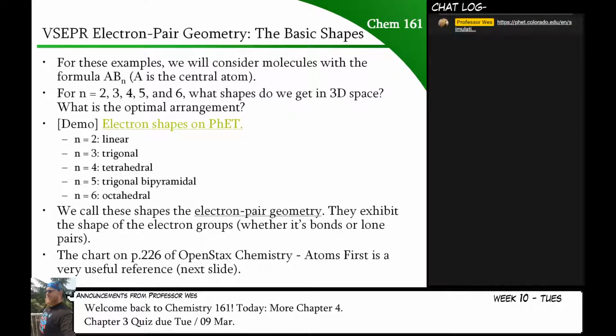Now, the geometry for these shapes that we created has a specific term to it. We're going to call this the electron pair geometry, because it's the geometry or shape of all of the electron groups that are present. Now, another term that you may hear for this is the VSEPR geometry. Those two terms are equivalent.